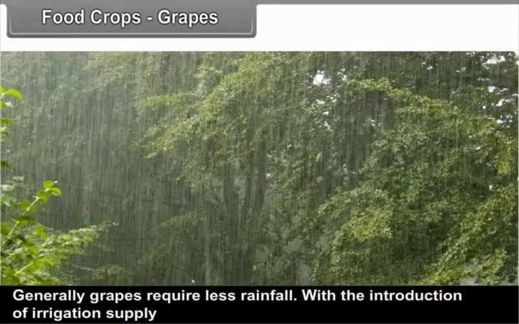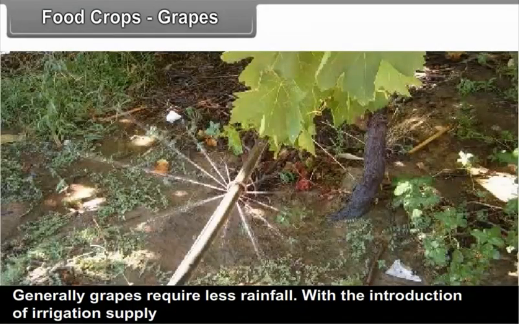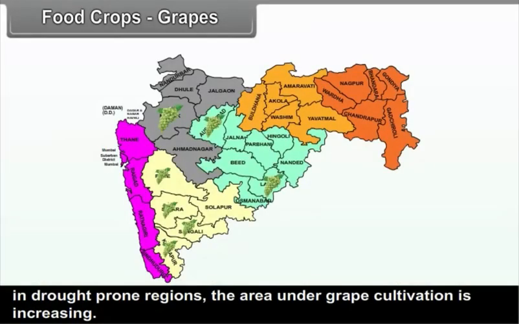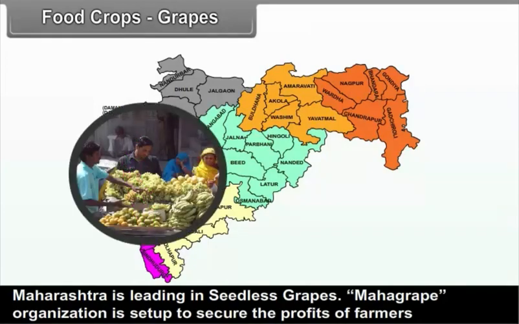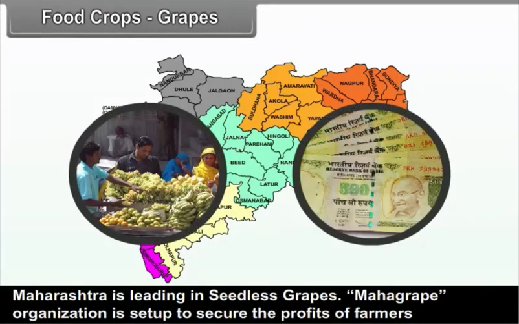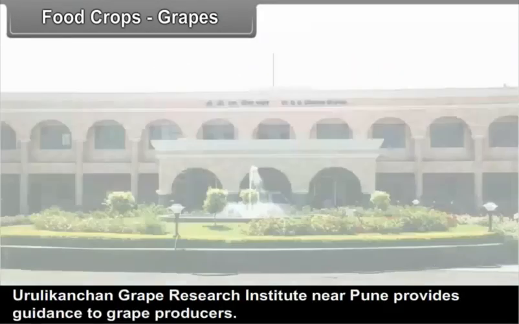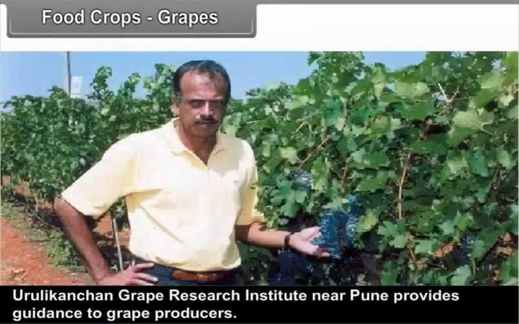Generally, grapes require less rainfall. With the introduction of irrigation supply in drought-prone regions, the area under grape cultivation is increasing. Maharashtra is leading in seedless grapes. Mahagrape organization is set up to secure the profits of farmers, which is also a boon to increase the export of grapes. Uruli Kanchan Grape Research Institute near Pune provides guidance to grape producers.